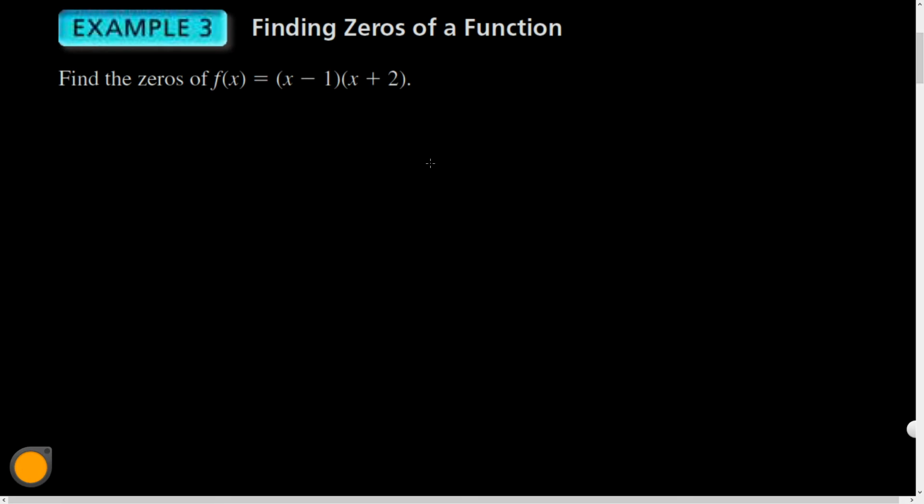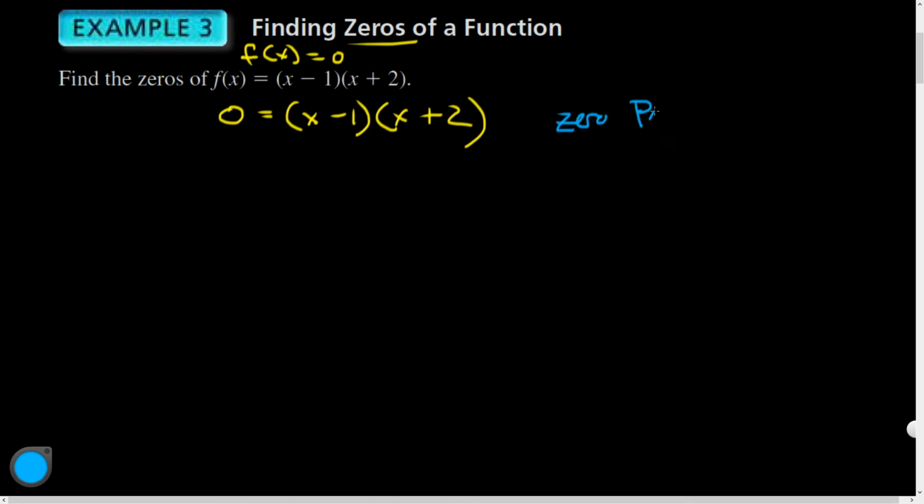Here's example 3, and this is going to occur whenever the function f of x is 0. I'm not plugging in 0 for x, I'm plugging in 0 for f of x. So f of x equals 0 will give me the zeros of a function, and 0 is equal to x minus 1 times x plus 2. This should, back in our solving by factoring days, remind us of the zero product property. Perhaps you recall?